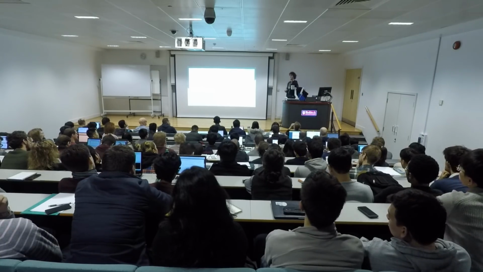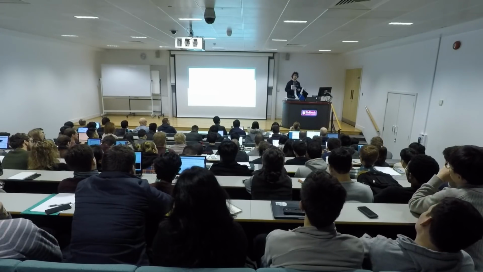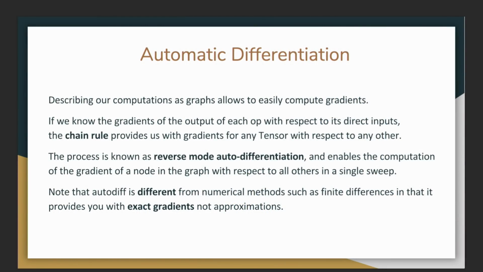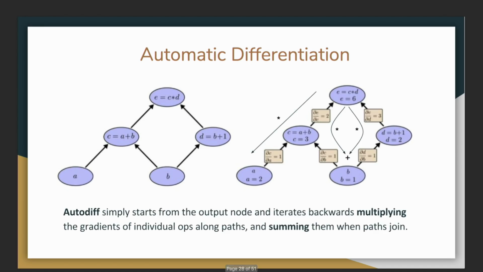Despite being automatic and not requiring you to write down the gradient manually, it is not like numerical methods. Numerical methods are a way of computing gradients in an approximate way, without writing down the equation, just by computing the finite differences between evaluations of some function. While autodiff is actually giving you the exact gradients, the real true gradients, just for free in an automatic fashion. So how does automatic differentiation work? As I said, it is just an implementation of the chain rule, but it also has a very neat graphical representation.